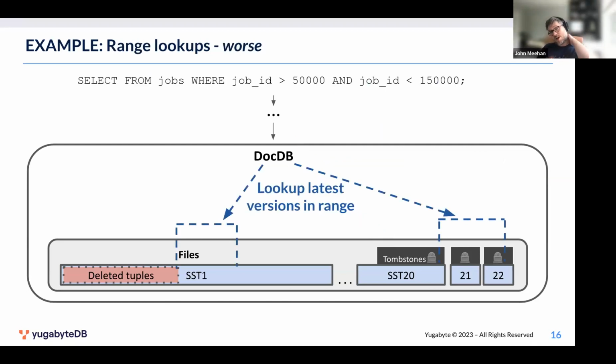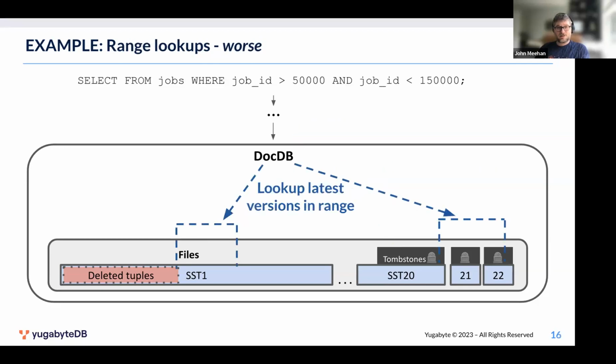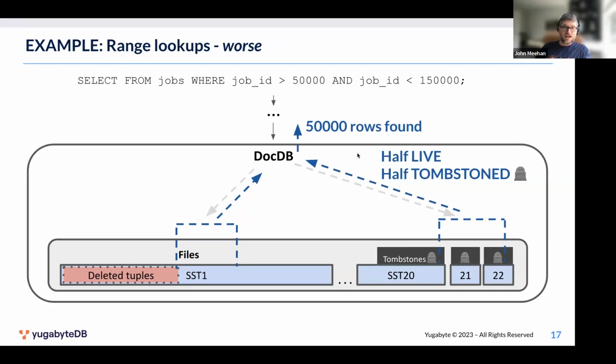So in the case of, say, a range lookup, that performance impact gets a little worse. If we're looking up all tuples with job IDs between 50,000 and 150,000, in this case, we have to look up all tuples in that range. Half of that work goes towards looking up tombstoned tuples that aren't going to appear in the result. But the end result, looks like maybe I messed up that slide. The end result, though, is that we return that 50,000 tuples exist, and we only return this quantity. So essentially, we're only having about a 2x read amplification as a result. In this case, we're returning half live data and half tombstone data, meaning that we look through 100,000 rows in total. That's right.